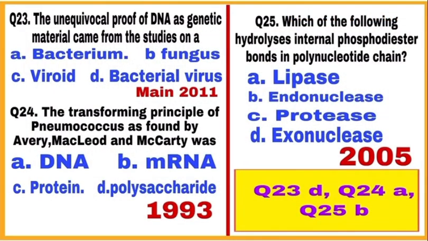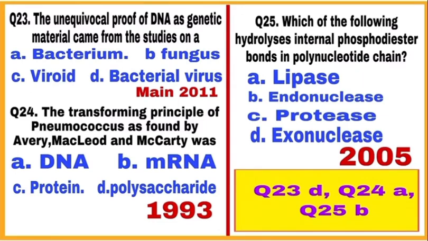Question 23. The unequivocal proof of DNA as genetic material came from the studies on a. This study was done on bacterial virus that is called bacteriophage, or virus which attacks bacteria. So, answer is D. Mark D.